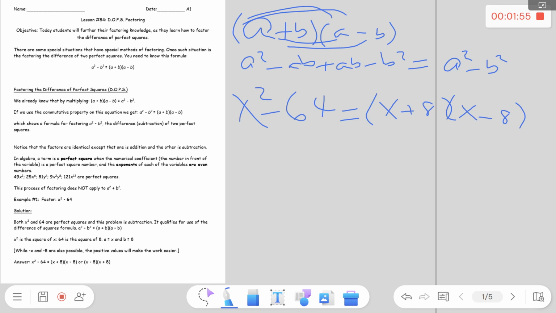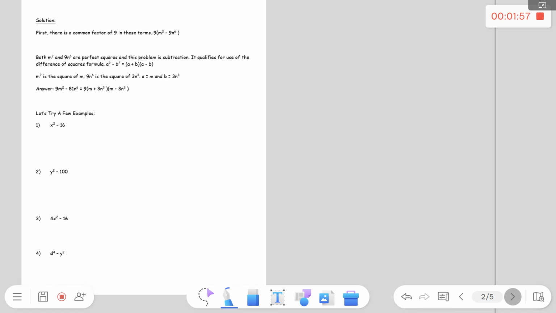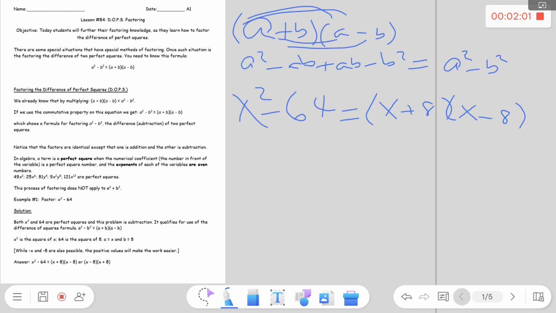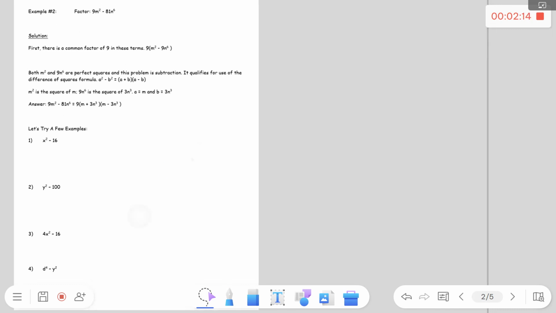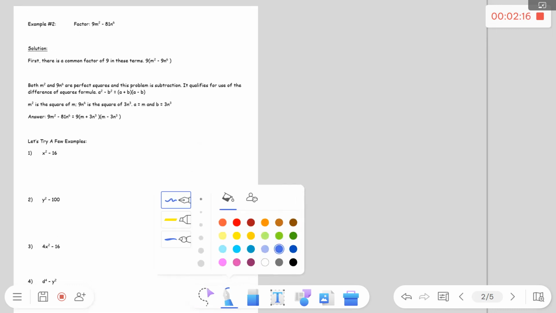All right, so let's take a look at the second page here. On the second page here, we have 9. Let's go back and look here. It says here, x squared. We have x squared minus 64. Okay, so here we go. On the second page here, we're now talking about, slide this down. Sorry. There it is.